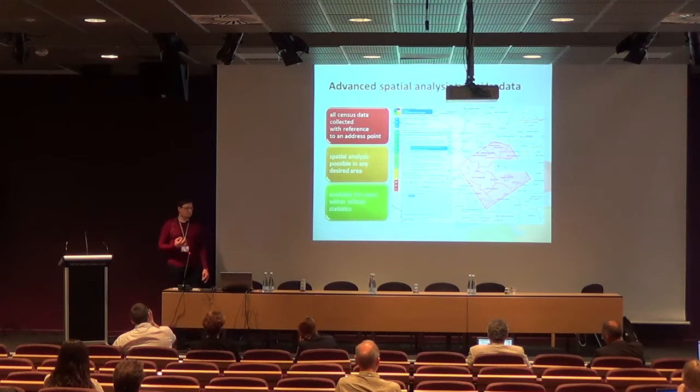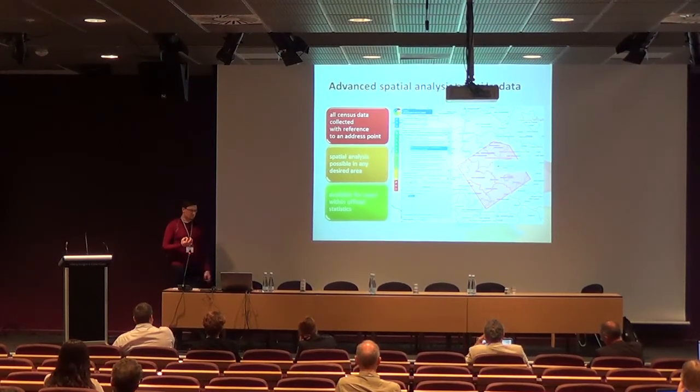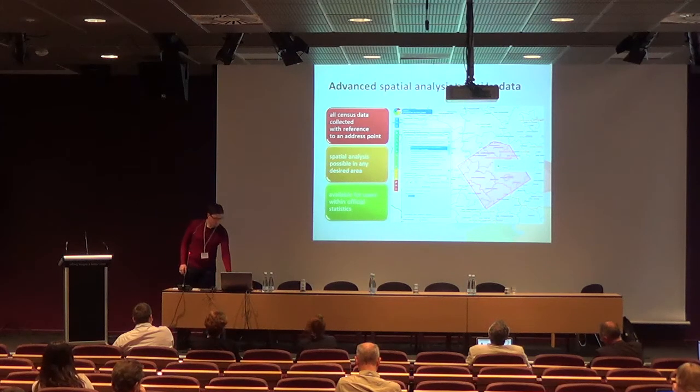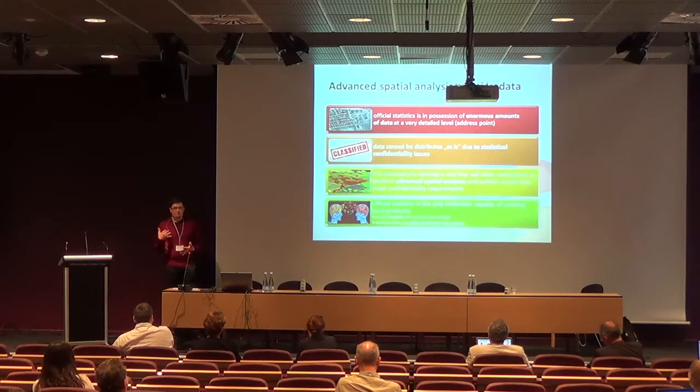That's why all data that was collected in the census was referenced to an address point. So all statistical data collected in the censuses has a pair of coordinates connected to it. And that's why we are able to perform spatial analysis in any desired area. For example, a polygon that is drawn on the map like it's shown on the right here. And we want to create a tool that will allow our statisticians to perform such an analysis and publish the results. As I said, we have enormous amounts of statistical data that is referenced at a very detailed level.